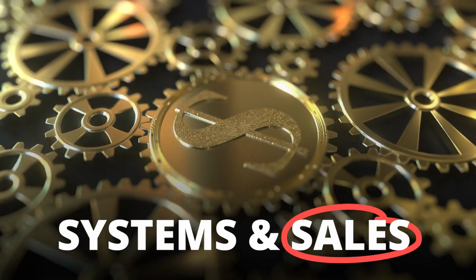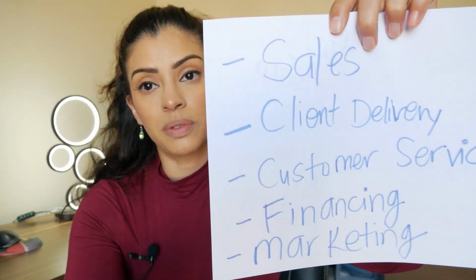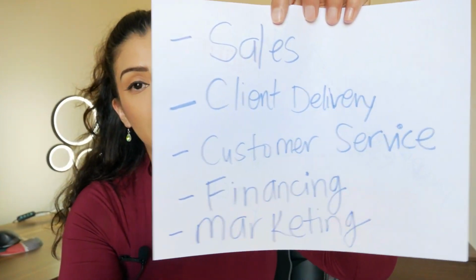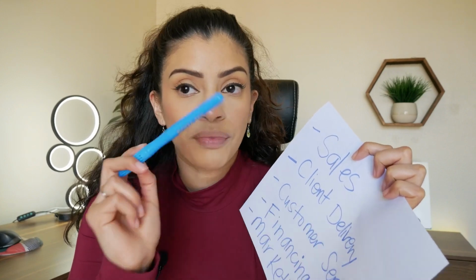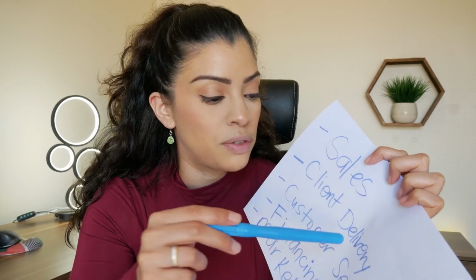Now, we'll take a look at everything else that's involved when it comes to systems that sell, systems that make money. In every business, there's core functions. The other systems that we have are sales systems, your client delivery systems. And this counts whether you're a coach, consultant, e-learning course provider, SaaS, it doesn't matter. There's always a client delivery component to it. Customer service, financing, so the financial piece of your business, the books, the taxes, etc., and marketing.